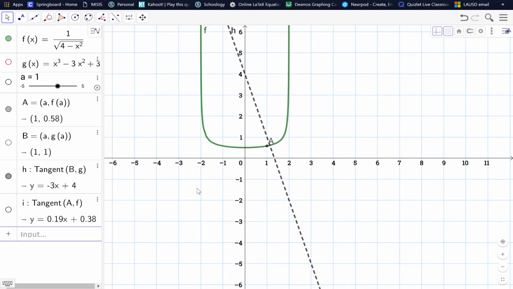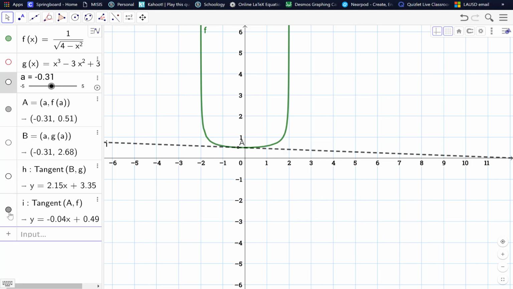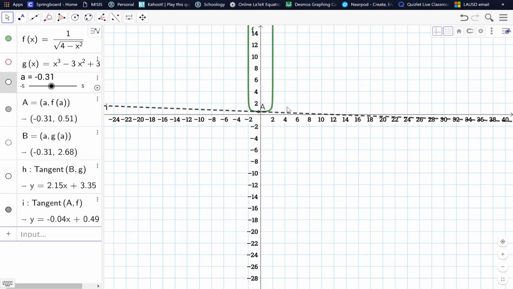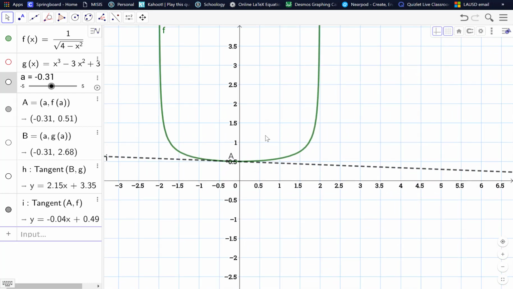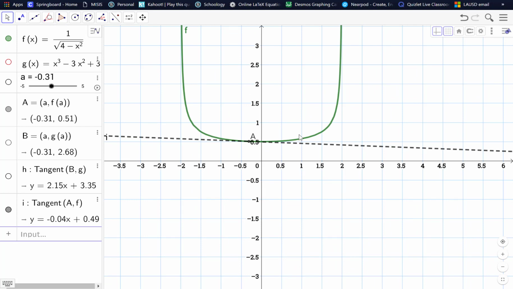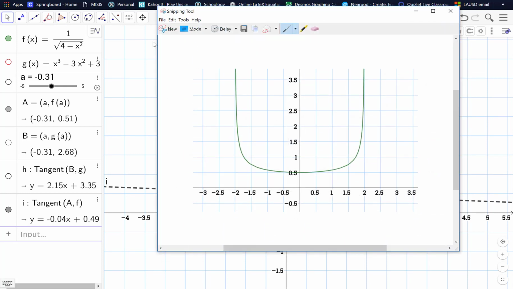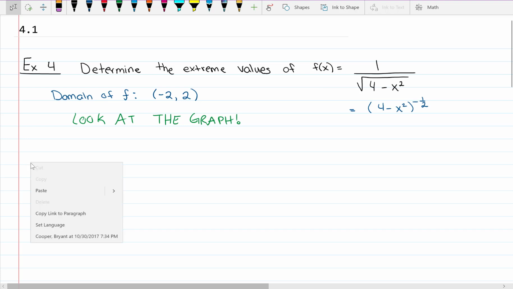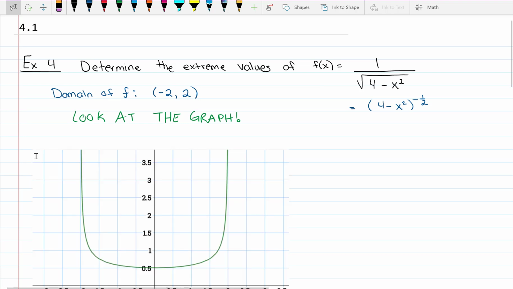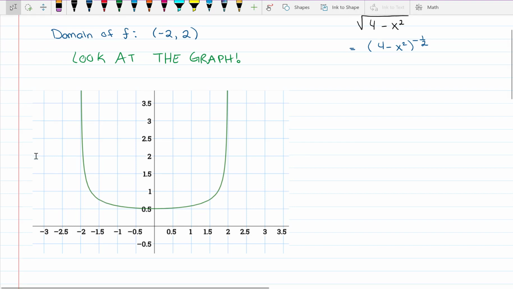Okay. So right here, this is the graph of 1 over the square root of 4 minus x squared. It kind of has this U shape, and you can see as far as I zoom out, it really doesn't get past 2. So that shows that our domain is from -2 to 2. I'm going to take a screen clipping of this and copy that into the notes. I would recommend maybe drawing a quick sketch of this just so you have it, because I'm going to mark this up a little bit.